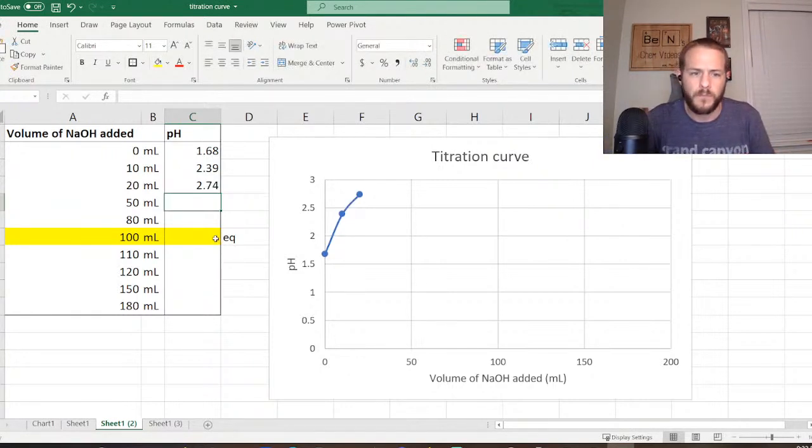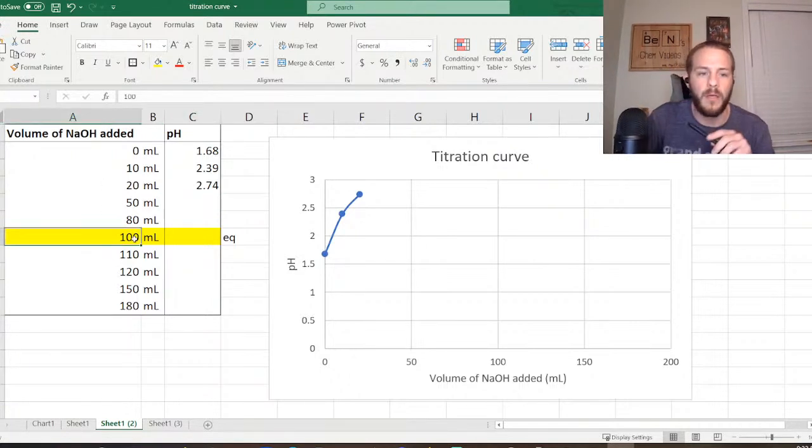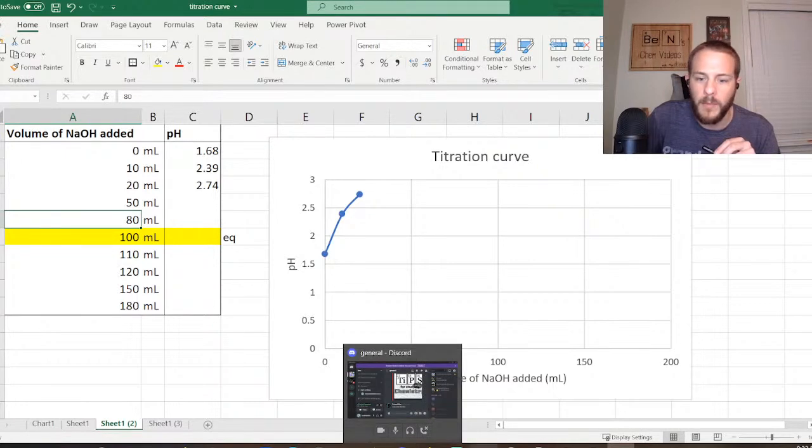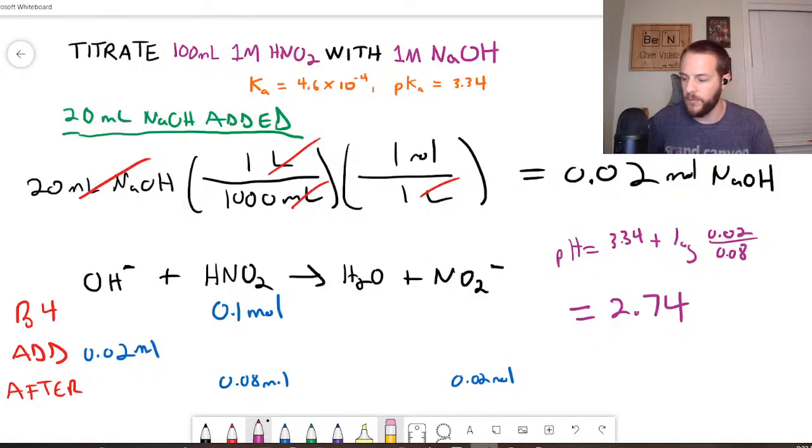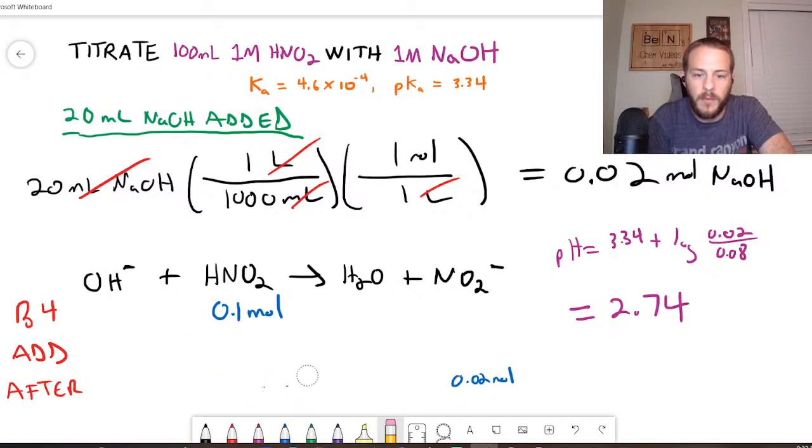Now the next volume of sodium hydroxide that we're going to look at is 50 milliliters. So let me go back to the whiteboard here. Bear with me for just a moment. I'm going to erase everything that I no longer need. Don't need that. Don't need that. Don't need that. And I don't need all that stuff.